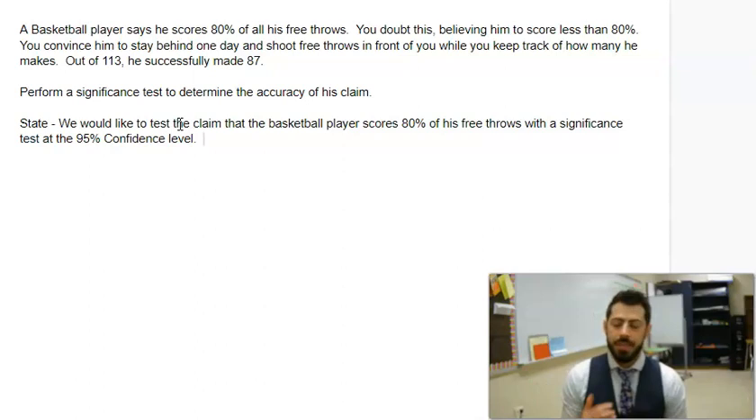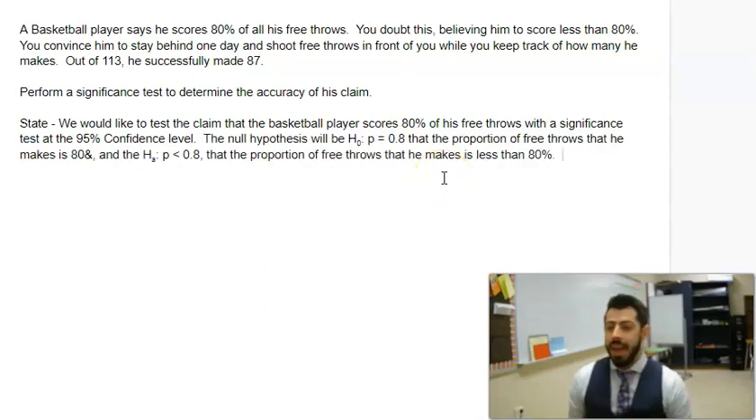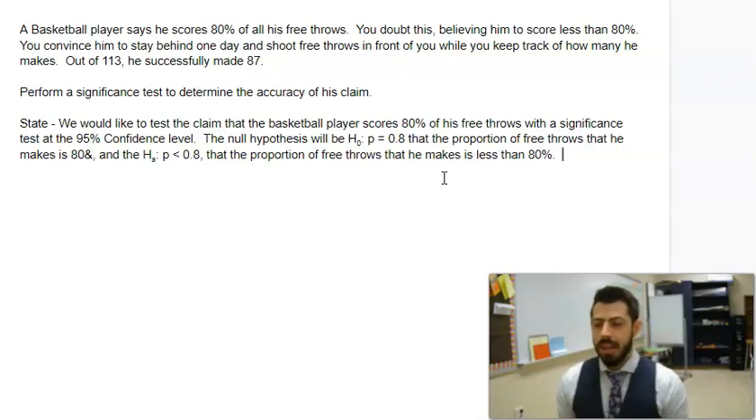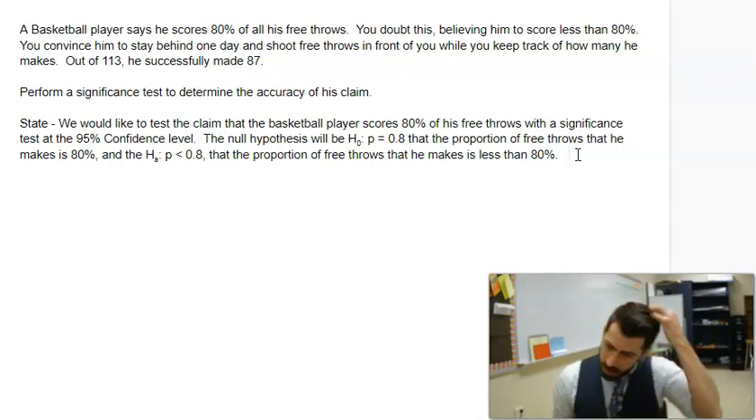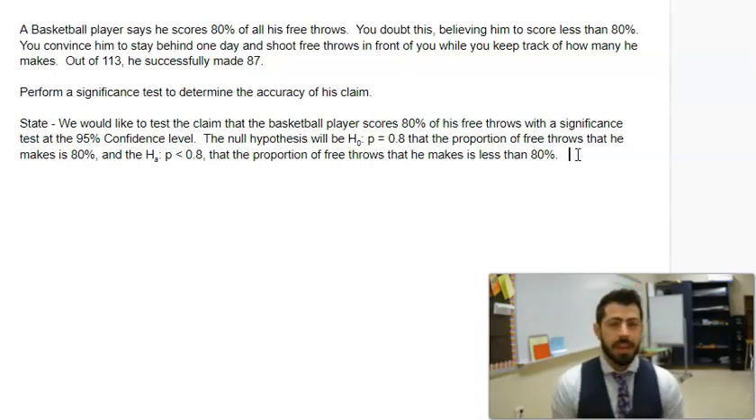All right, so on top of this, we had to add what our hypotheses were and what the parameters are defined as. So we state the null hypothesis will be that p equals 0.8, or that the proportion of free throws that he makes is 80%. And the alternative hypothesis is that p is less than 0.8, that the proportion of free throws that he makes is less than 80%. So we've stated what it is that we're going to do, we've stated the hypotheses, and we've also included the parameters along with it. So state is out of the way. Yes, it is pretty much a restating of what's already in the question, but it's important to do anyway.